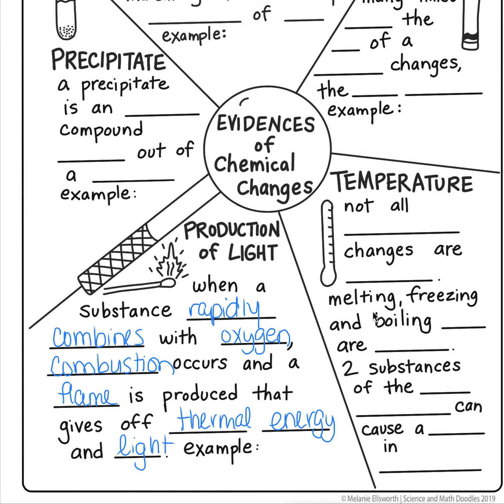Another example of production of light, besides lighting a match, would be when you have a glow necklace or a glow stick and you crack it and the two chemicals combine and they create a glowing, lit up solution. And then one more is a change in temperature.